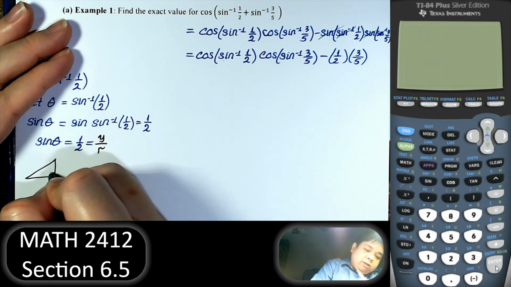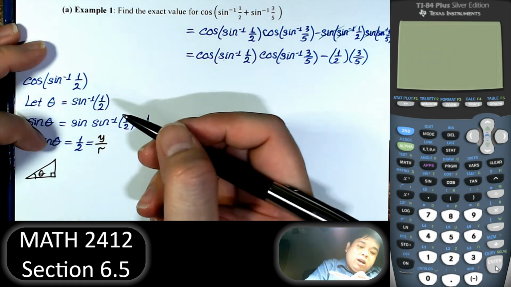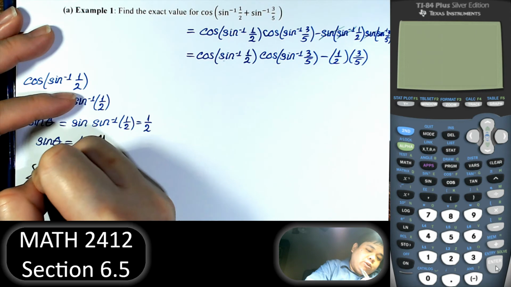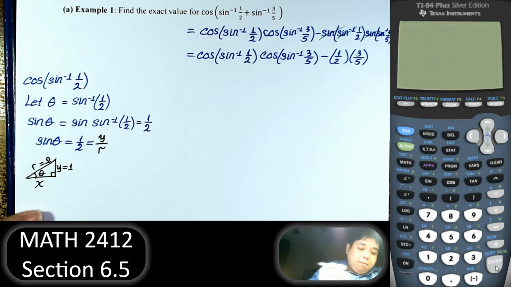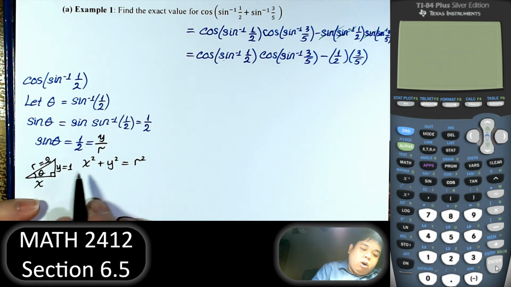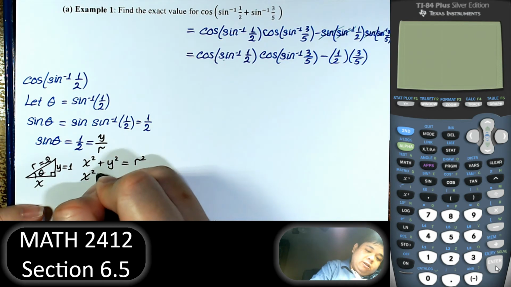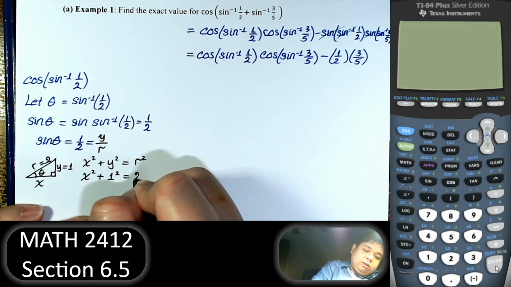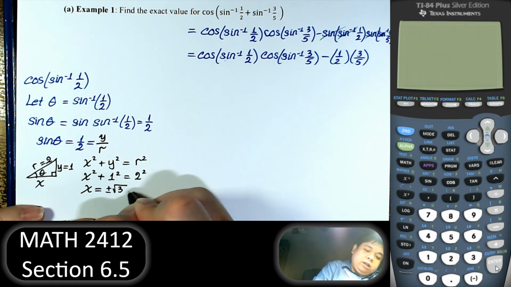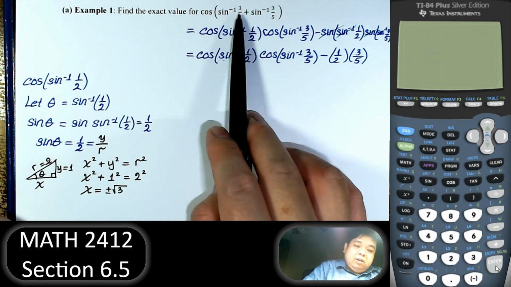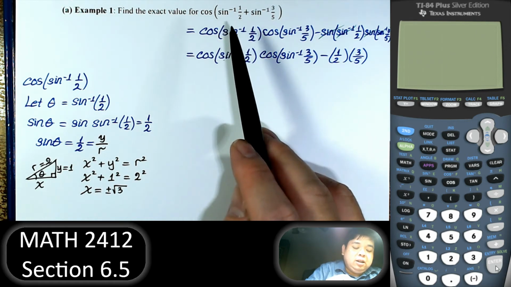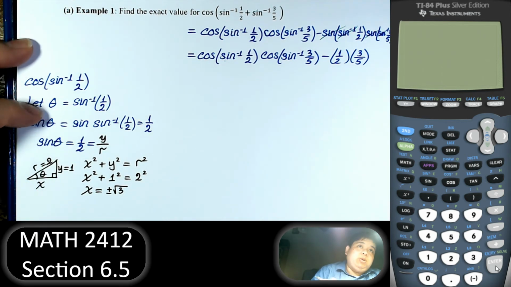We draw a triangle. Angle theta, opposite is y equal to 1 and r is equal to 2. To solve that we should have x. So x squared plus y squared equal to r squared. Substitute 1 in for y and 2 in for r. So we have x equal, take the square root on both sides, 4 minus 1 is 3. And this is sine inverse of 1/2. It is positive, so it is in quadrant 1. So we just take the positive values here, so square root of 3.